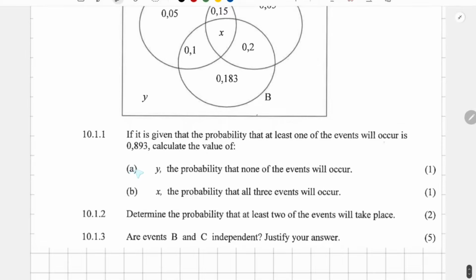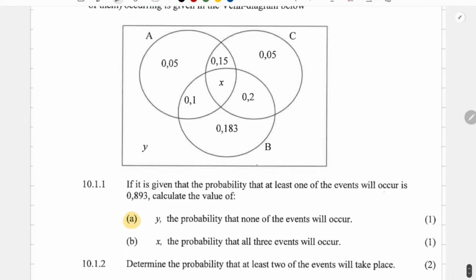Okay, so that first question, they want us to find Y, which is the probability that none of the events will occur. So this is the one outside. Something I want you to realize, because it is outside and all of these ones are in these circles, remember that every single thing here adds up to 1. So if everything here adds up to 1 and Y is just sitting outside, to find Y, we would just say 1 minus the sum of everything, the probability of A or B or C.